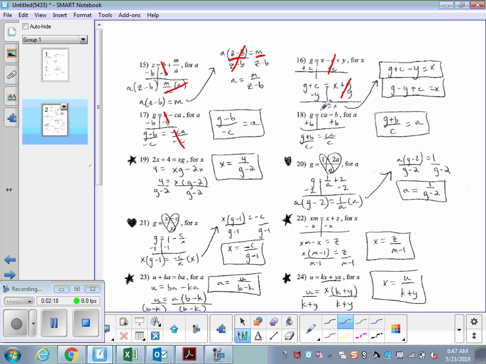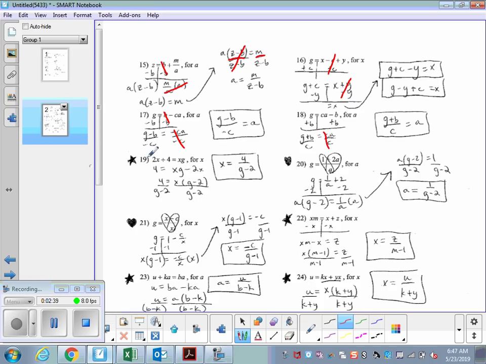For number 18, solving for a. So there's a negative b right here as a constant, so we're going to add b on both sides, so g plus b. And then simply to get rid of the coefficient, we divide both sides by c, so it's g plus b over c. Now number 19 is a problem where you're going to need to factor.